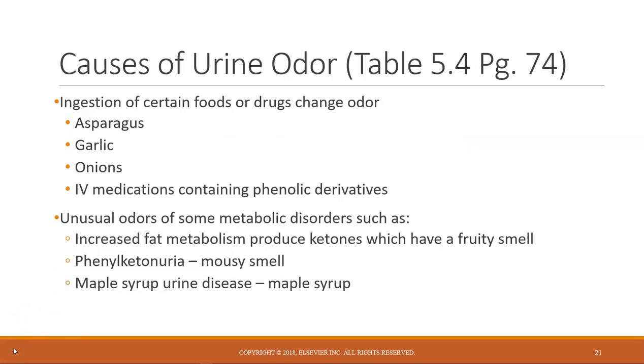I want you to spend some time with Table 5.4 on page 74 that has a comprehensive list of the causes of urine odor. Ingestion of certain foods or drugs change the odor: asparagus, garlic, onions, IV medications containing phenolic derivatives. So I want you all to take a urine cup home and eat all of these foods and then pee in the cup and see if you have a distinctive odor. I've tried this and usually apparently I don't make an odorous urine. But again, just for fun, go and do an experiment because you are a budding scientist.